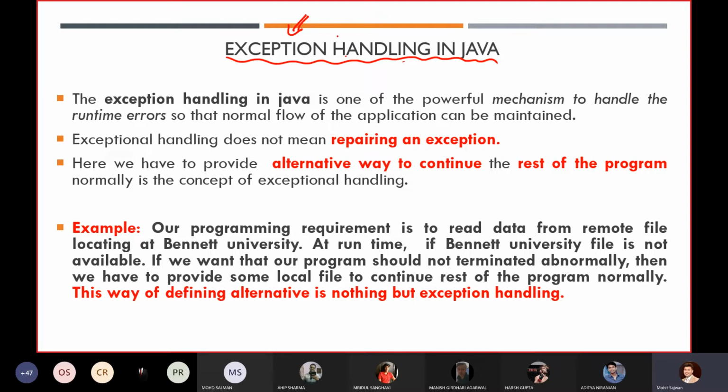We know the examples, a few examples, of how we are getting an exception, and we always get exceptions during runtime. And we want to handle these exceptions, so that is why we require exception handling in Java. So what do we mean by exception handling in Java? Let's go for it. Exception handling in Java is one of the powerful mechanisms to handle runtime errors, so that the normal flow of the application can be maintained.